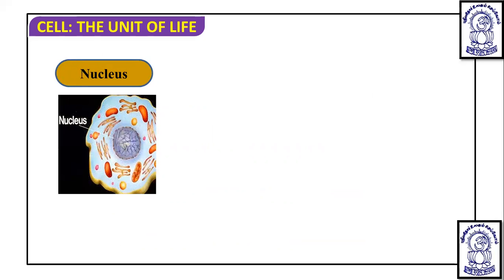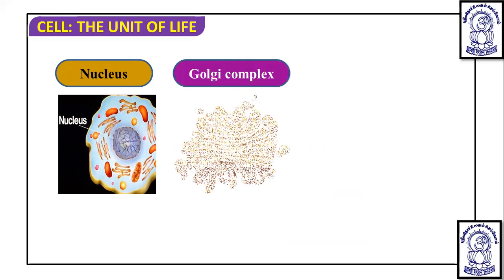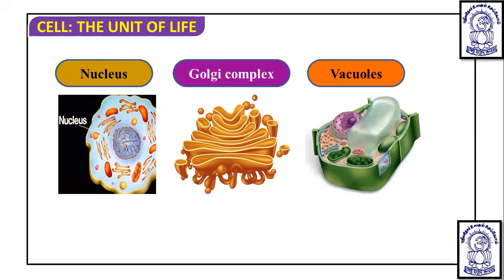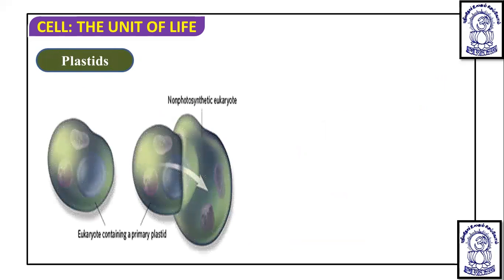So the nucleus looks something like this. The Golgi complex will be seen like this in a eukaryotic cell. The vacuole will be somewhat like this. This one is the vacuole, which occupies a large area in the cytoplasm of the cell, plant cell specifically. Plastids are also found, and they look like this. The chloroplast is very well known, which carries out photosynthesis.